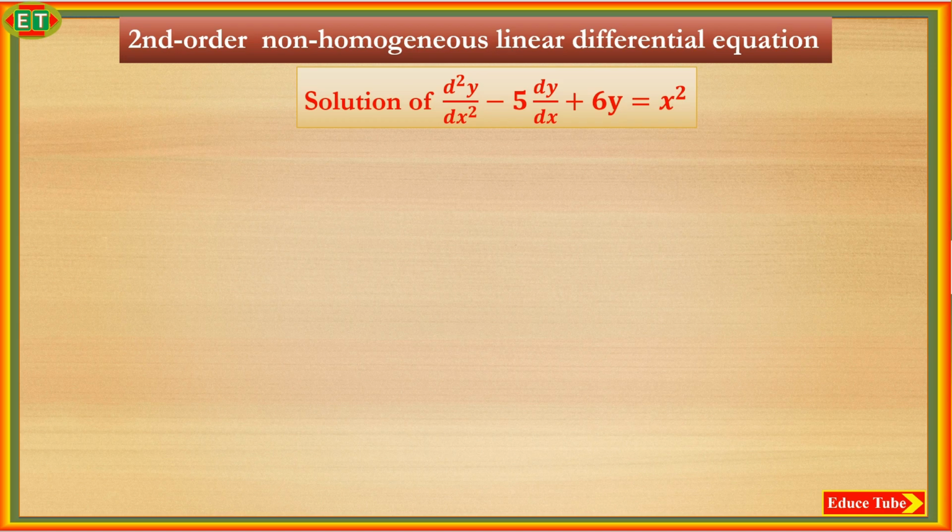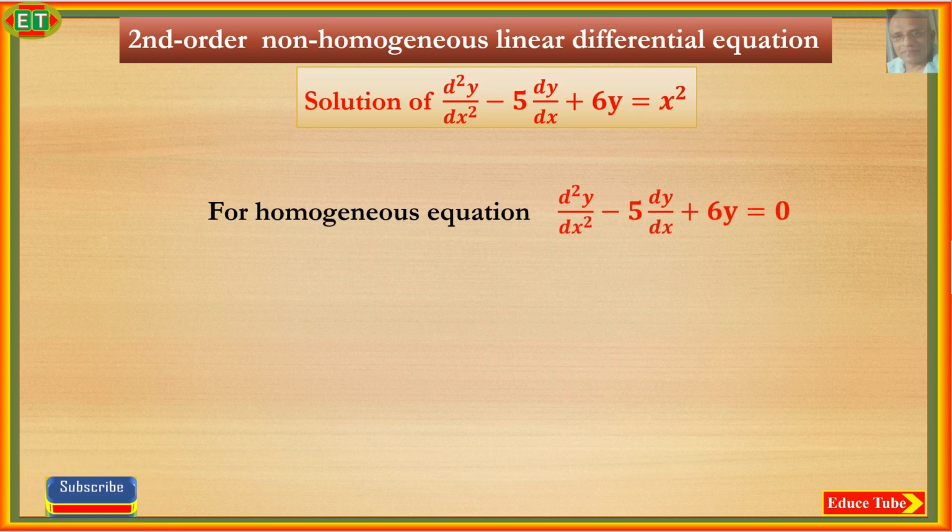Now I am taking one example: d square y by dx square minus 5 dy by dx plus 6y equal to x square. To solve this equation, first we have to consider a homogeneous equation. How to get that? The left hand side will be as it is, only on the right hand side I put 0, so this equation will be considered as the homogeneous equation.